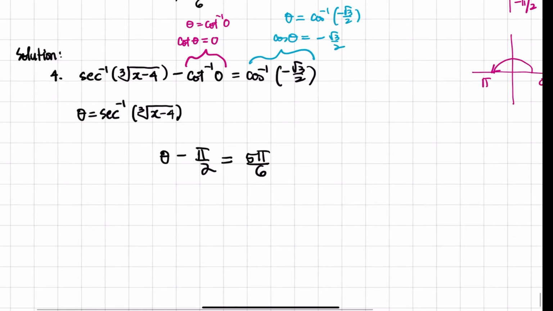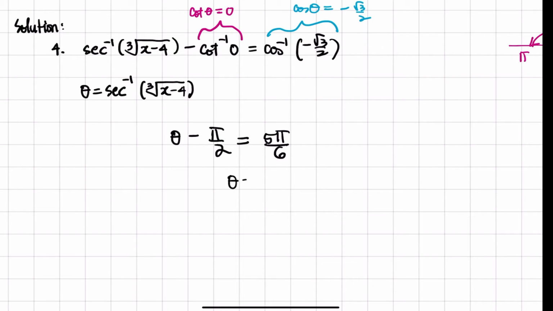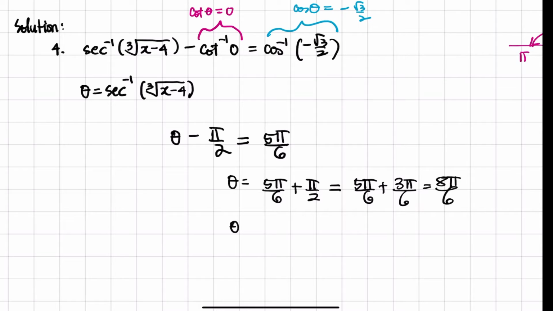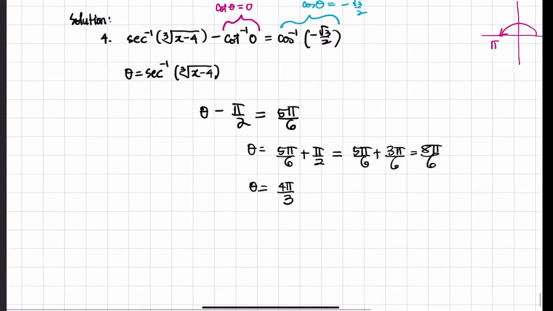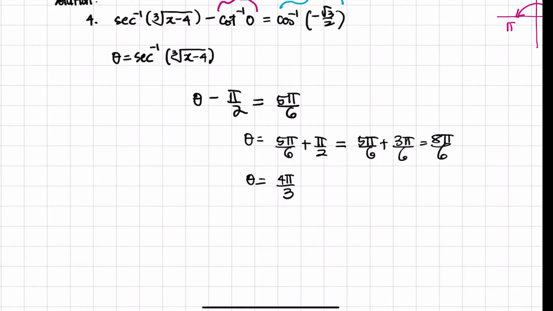Tapos, balik na tayo dito sa sinosolve natin. So, theta, lipat natin sa kabila, plus 3 pi over 6, which is 8 pi over 6. So, 4 pi over 3. Pwede nyo i-take yung secant on both sides. So, secant theta is secant 4 pi over 3.